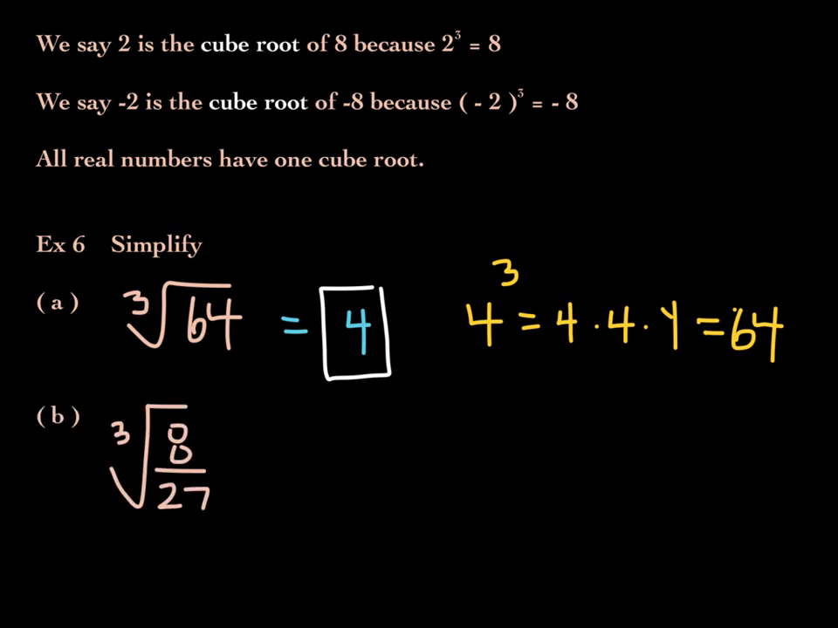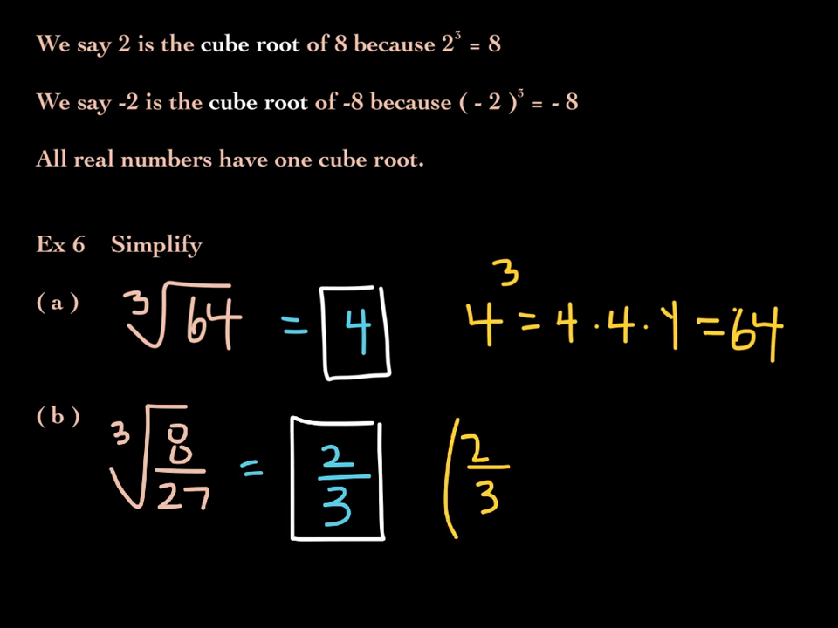This is asking you for the fraction or the real number such that when you cube it, you get 8/27. And so this one's going to be 2/3. The reason why 2/3 is the cube root of 8/27 is because if you take 2/3 and you cube it, you will get 2 cubed over 3 cubed, which is 8/27. All right?